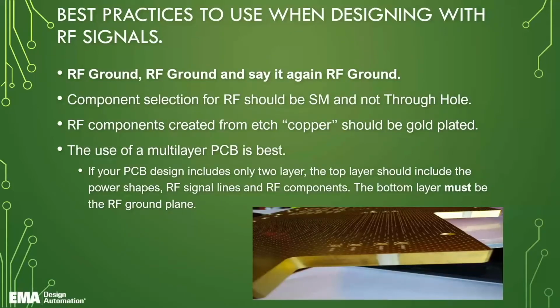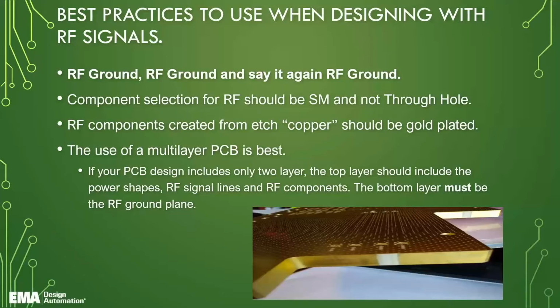So, best practices when designing RF signals. Ground, RF ground, and I'll say it again, RF ground. That's going to be your best friend. The component selection for RF should be surface mount. That's not always the case. We have to use through holes sometimes, but in all cases, if possible, surface mount is the best choice. You're limiting that signal to the top layer or bottom layer that the RF signals and the components are on. The RF components that are created out of copper, components made out of etch that you've created, should be gold plated and should not be solder mask covered also.